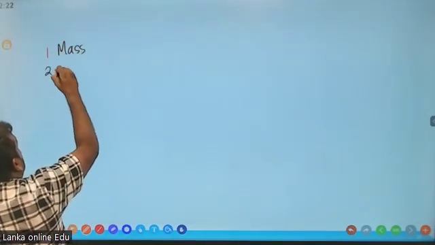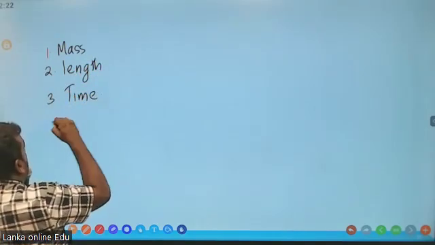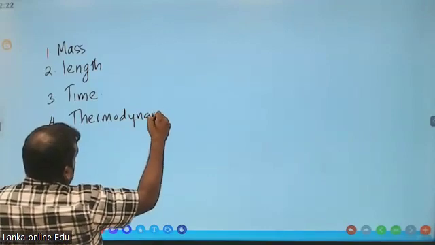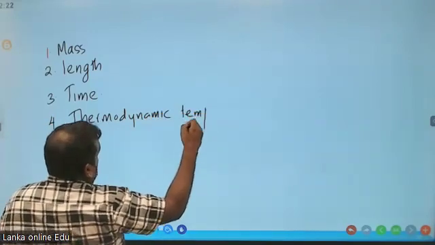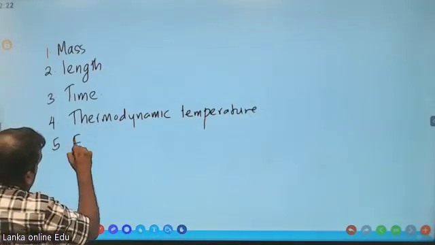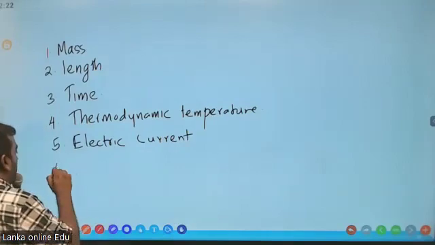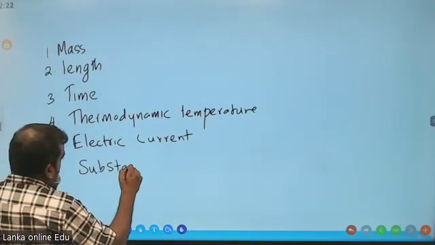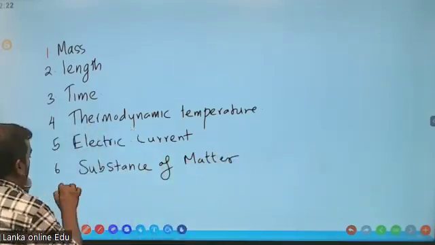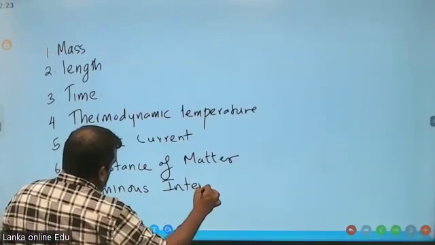Mass, length, time, thermodynamic temperature, electric current, substance of matter, and then we have what? Luminous intensity.